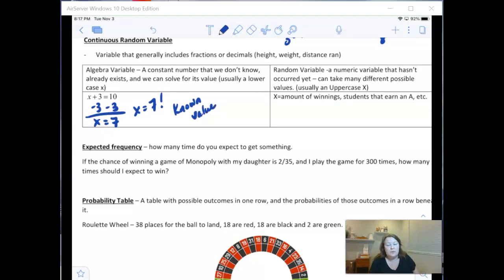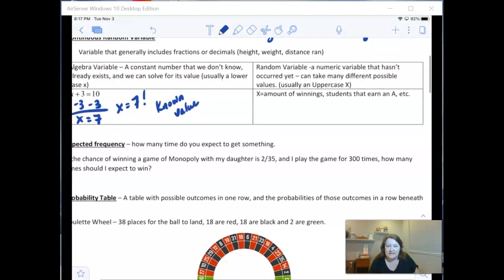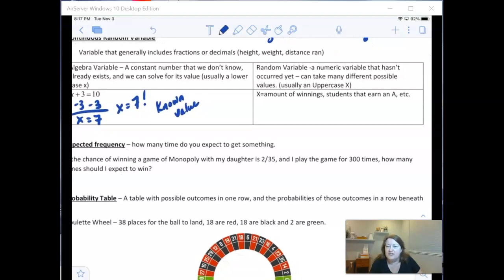The ones we're going to be working on are going to be capital X's, and they're going to be called random variables. They're still numeric. But it's talking about something that maybe hasn't occurred yet. So there's many possible answers for X. It's not just one answer. So we usually use an uppercase X, so maybe it would be the amount that I win, right? So maybe I win $10, maybe I win $20, I don't really know. How about the number of people that earn an A? Well, at this point, I don't know how many are going to earn an A by the end of the semester, right? So it's a changeable number. It's something that can change.